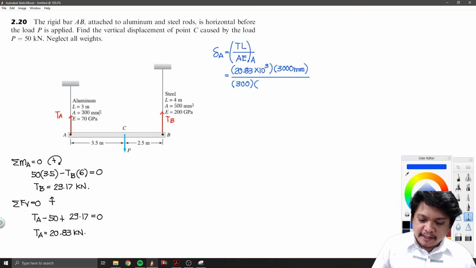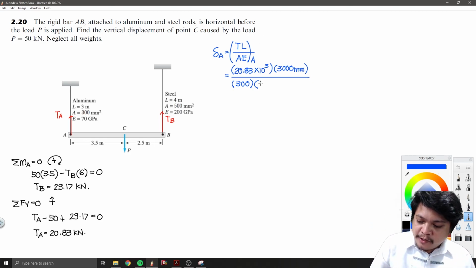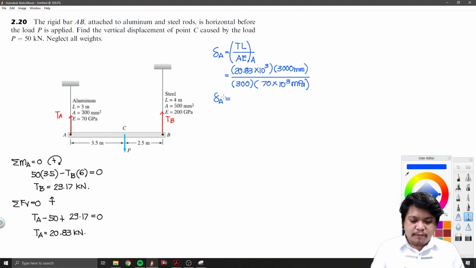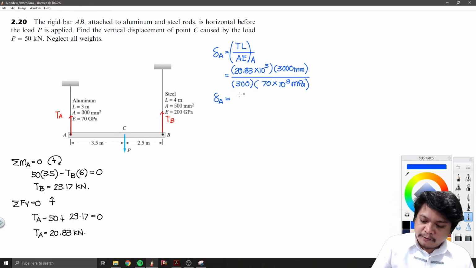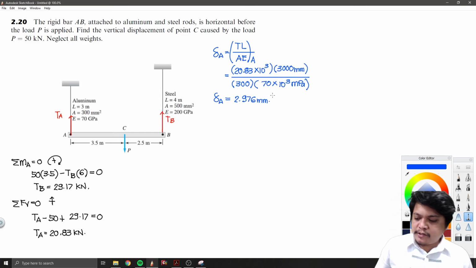And then, ang E natin is naka gigapascal. So, gagawin natin yung megapascal or newton per millimeter squared. So, imumultiply natin ng 1,000 or times 10 to the 3 para maging megapascal. So, you have now the deformation at point A. So, 20.83 times 10 to the 3 times 3,000 all over 300 times 70 times 10 to the 3. Okay? So, you have a deformation of 2.976 millimeters. Okay?